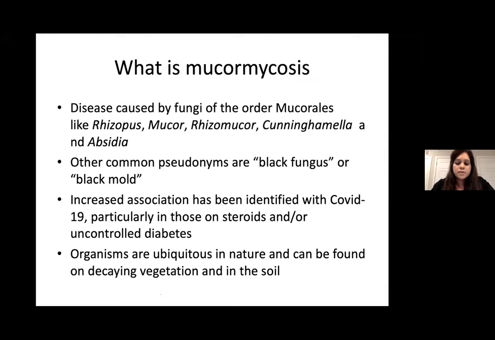There has been an increased association identified with COVID-19 along with aspergillus, but more recently in India, there's been a higher rise in mucor cases, particularly in patients on steroids and those with uncontrolled diabetes. These mucorales organisms are ubiquitous in nature and can be found pretty much everywhere, many times on decaying vegetation, in the soil, when people are working in the fields or in construction. So there's a lot of exposure out there for the everyday person. Normally you're able to clear this fairly well. However, if you have some other immunocompromising condition at baseline or secondary immunocompromising condition from steroids or other agents, you are at higher risk for having difficulty clearing this and having more invasive disease.